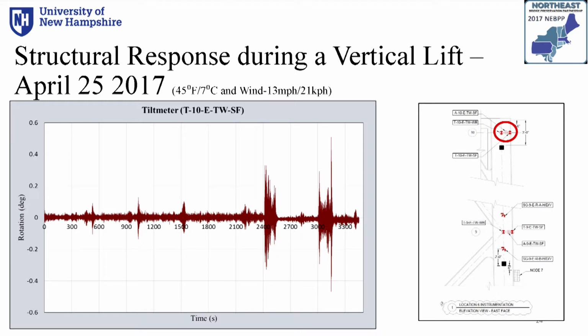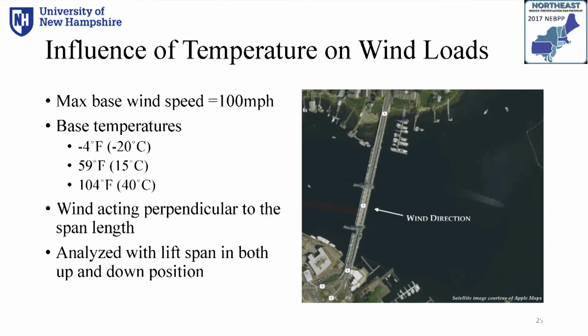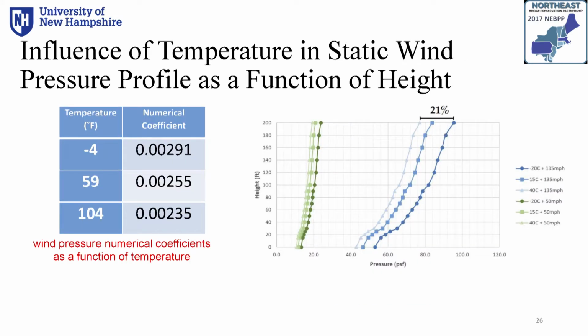bridge. The influence of the wind loads is also considered in combination with the temperature. The maximum base wind speed is 100 miles per hour, which is perpendicular to the span length. And for example, the average base temperatures range from -4 to 104 Fahrenheit degrees.